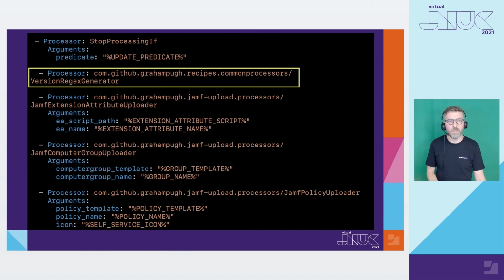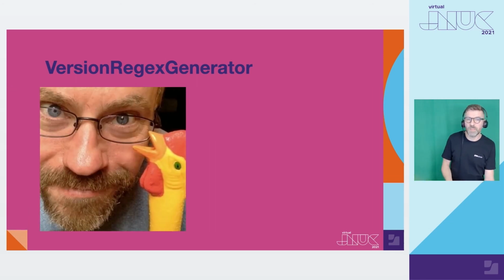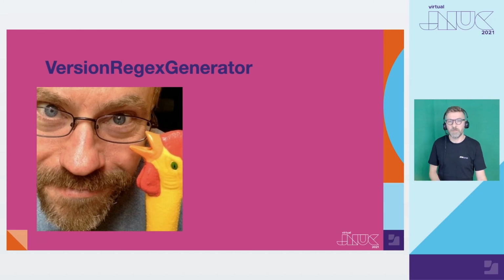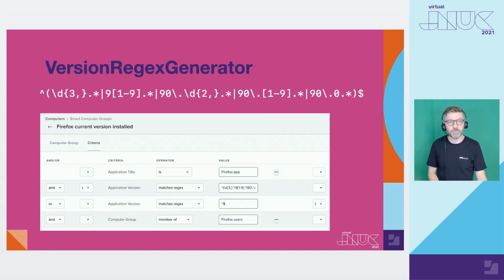Going back to that Edge recipe, you may have noticed another processor in the process list called version regex generator. This single line in a recipe provides that comparison logic we need. The version regex generator processor is based on a script made by Jamf's own William Smith. It calculates a regular expression that matches the version of the app in the package being uploaded, plus any plausible higher version string. Here, the string is generated by the processor for Firefox version 90.0. I won't attempt to break it down, but this string represents version 90.0 and any possible higher version than that.